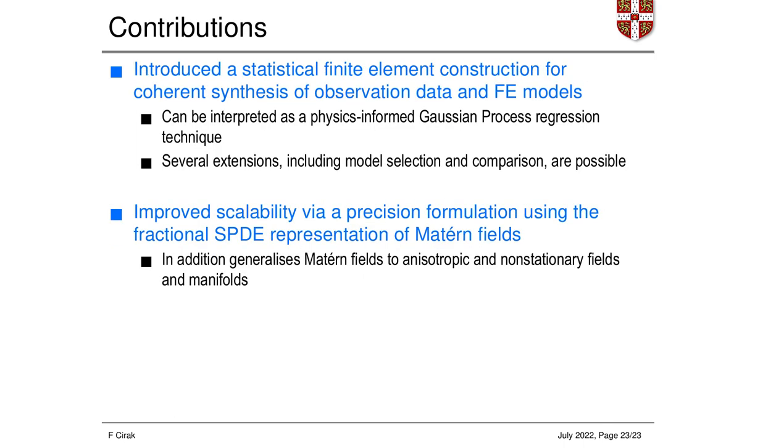To summarize, we have introduced a statistical finite element framework for coherent synthesis of observation data and finite element models. The Bayesian framework can be interpreted as a physics-informed Gaussian process regression technique, of course assuming that the prior and the likelihood are Gaussian. There are several possible extensions, such as model selection and comparison.